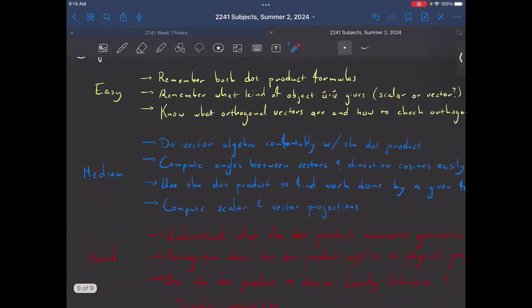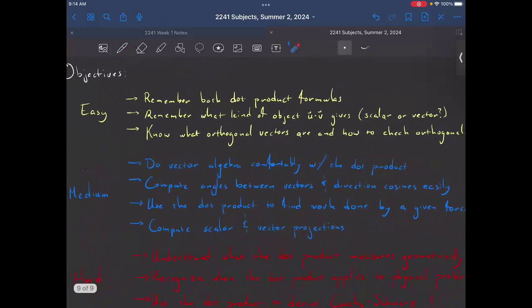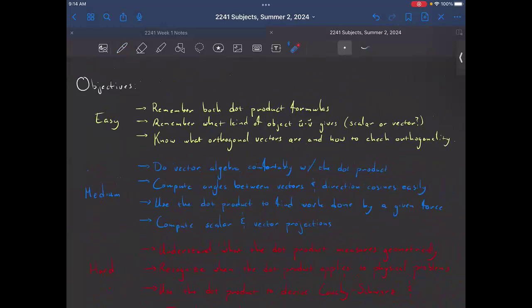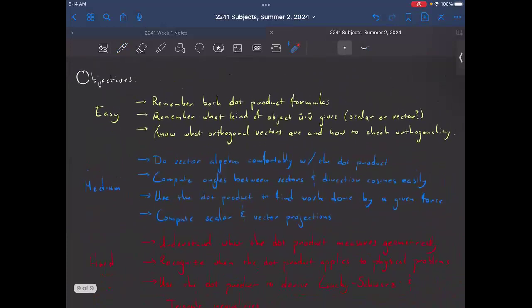So next we're going to go over our objectives. And we have easy, medium, and hard as usual. I tried to make these a little bit shorter and I kind of failed, but they are not too bad, I think. So the easy ones, remember both dot product formulas. I think that's pretty straightforward.